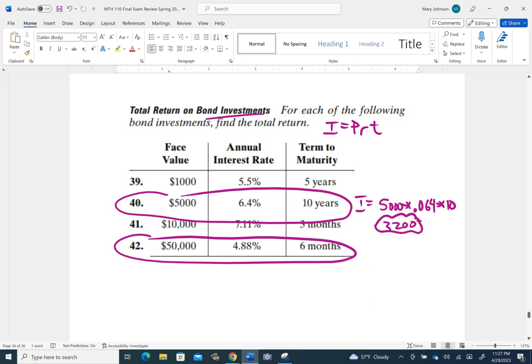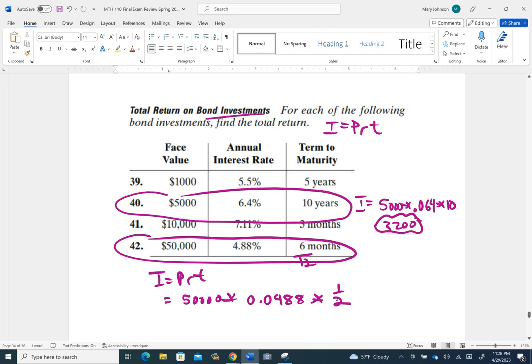All right, now number 42 is a little different. It's still the same formula. I'm still going to put in my principal times my interest rate as a decimal, 0.0488. But when I multiply, I need the number of years. It's half a year, isn't it? It's 6/12 of a year. You could divide by 12 to get the number of years. So you could do that first and then just put in a 0.5 or a 1/2 here. Or put in 6 divided by 12 when you get to it.